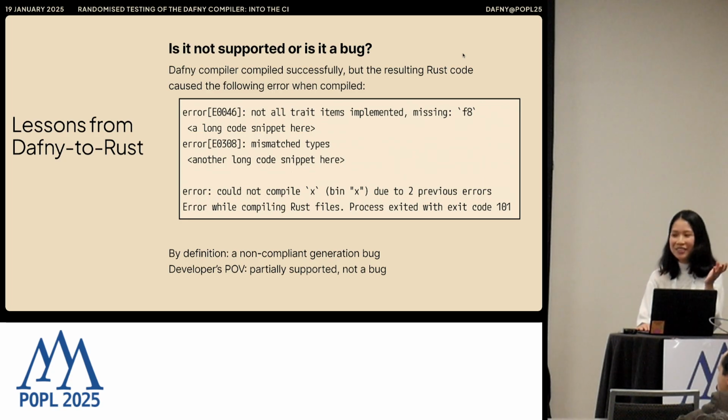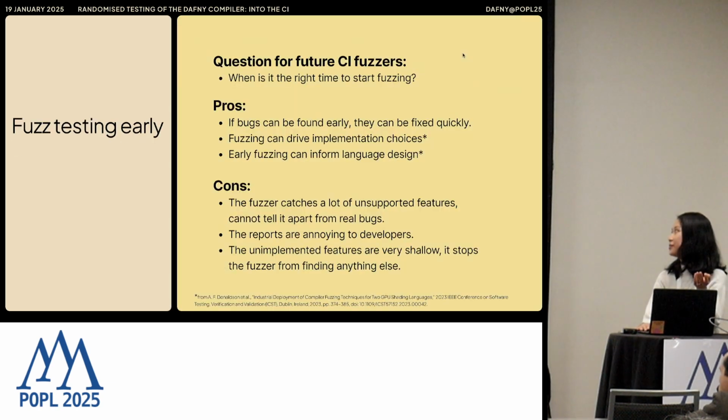So this is actually still unresolved, and I think there will be more cases like this. But it does raise the question of, when is the right time to start fuzzing a compiler? Because on the plus side, you know that if bugs can be found early, they can be fixed early.